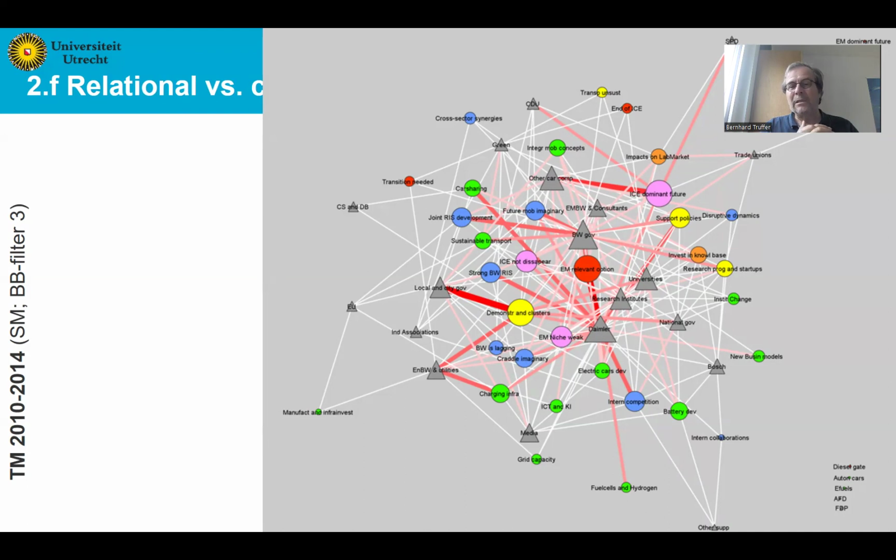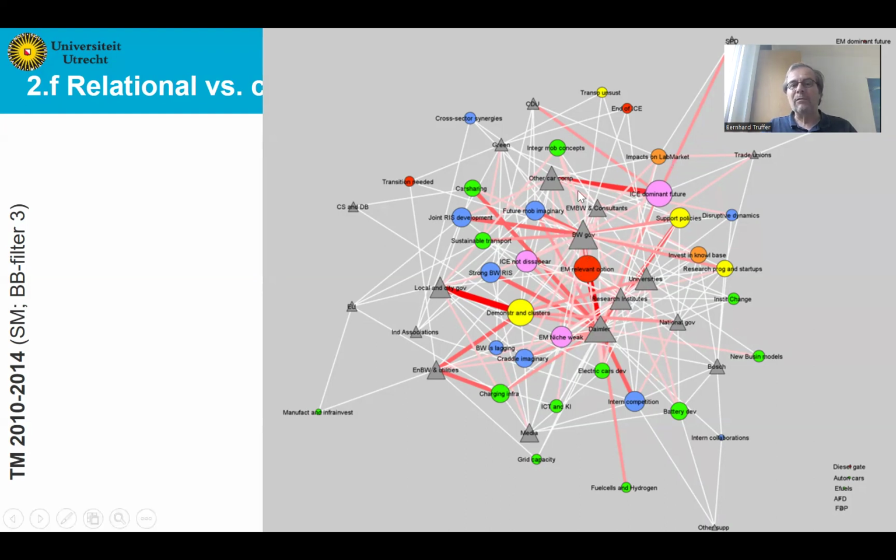A two-mode network is actually nothing more than a graphical depiction of the original database with actors and concepts. And depending on the strength of how many times an actor has been associated with the concept, you will have a thicker line or a thinner line. So you can see here for the first period again that electromobility being a relevant option has been a core concept that was referred to by the Baden-Württemberg government and also Daimler Chrysler as the main car company.